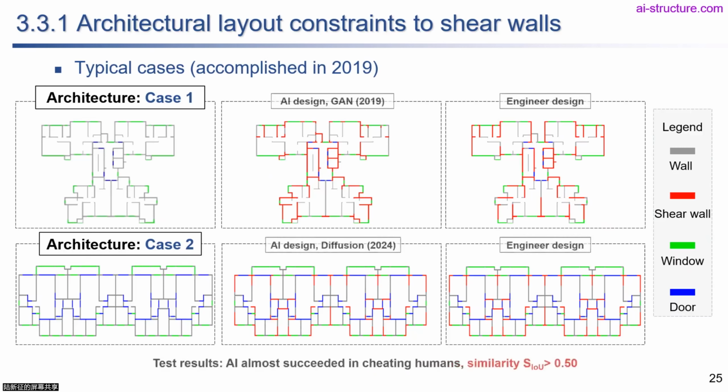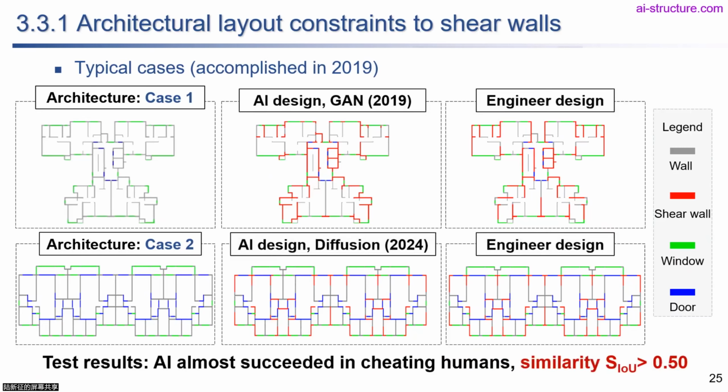So here is the result. You can see this is what we did using AI in 2019. They are very similar to each other, but if you go into detail, you can still see, for example, at this location, the AI design is still a little bit different from the engineer design. And that's what we did last year with the diffusion model. You can see that the AI design is almost identical to the engineer design. That is what we pursue, that the AI can generate a design that you cannot distinguish from the real world human design.